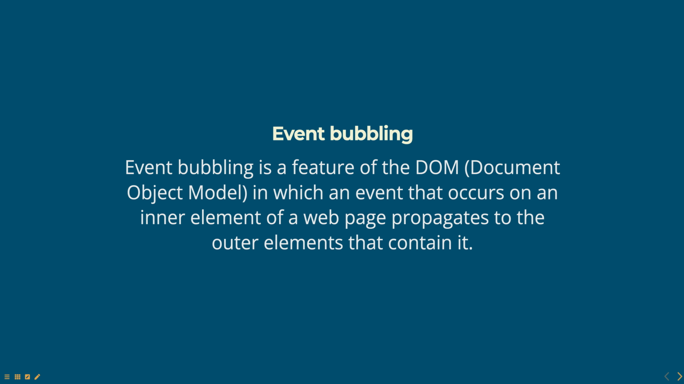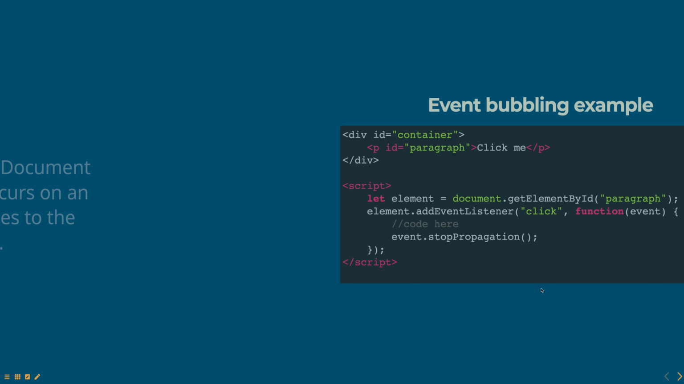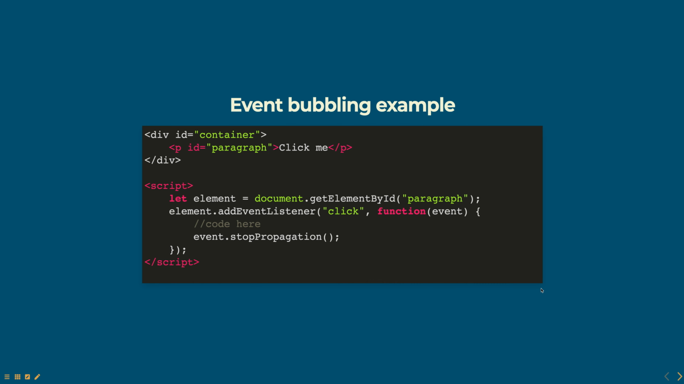Event bubbling is a feature of DOM in which an event that occurs on an inner element of a web page propagates to the outer elements that contain it. This means that when an event is triggered on an element, the event is first captured by the element itself and then propagates to its parent, grandparent, and so on until it reaches the top level element, usually body or HTML element. For example, consider the following HTML structure.